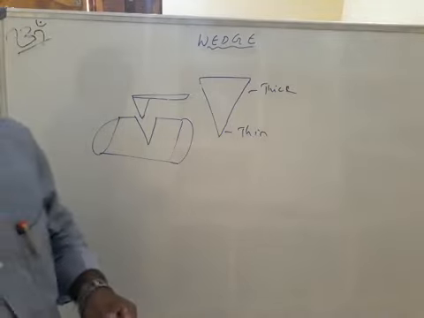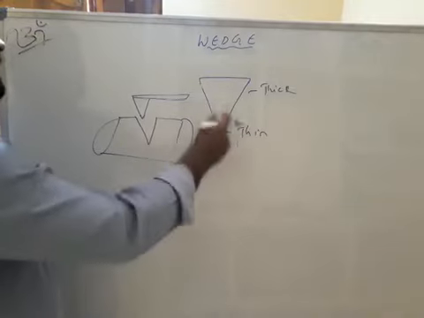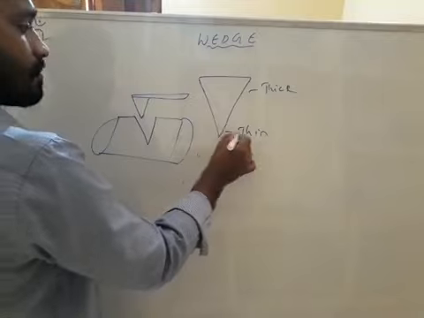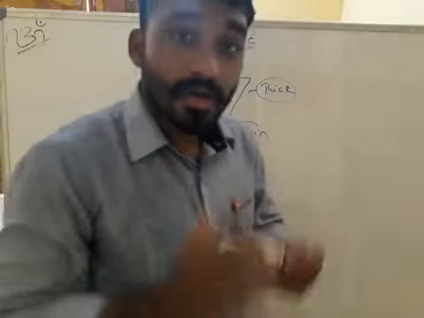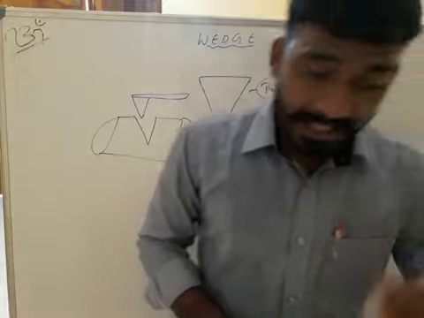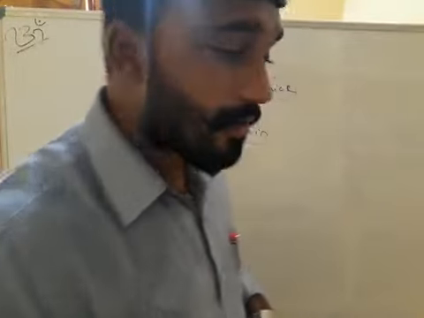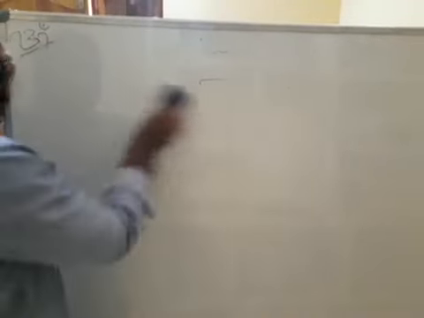Clear? In your book it is given, you can see figure 5.13. So two inclined planes joined together at a narrow part, one part thin, another thick, become a wedge. Next simple machine is our screw. Next simple machine is what? Screw. How we are using screw, where we are using screw, let's see.